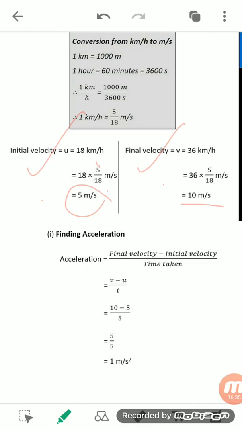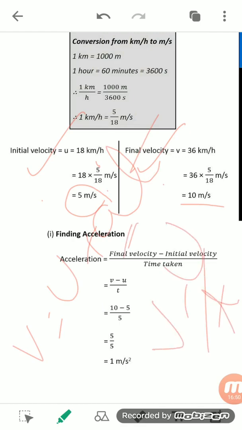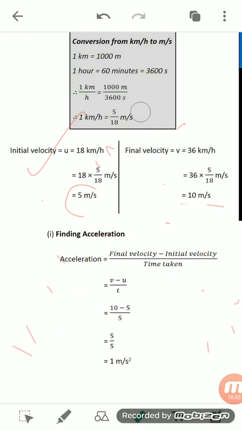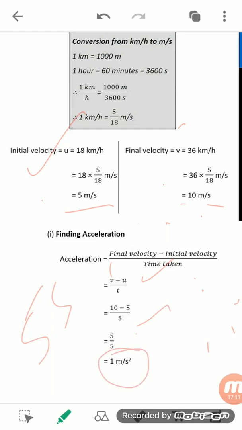So we will use the first equation of motion, that is v is equal to u plus at. We have to find the acceleration, so we can also write it like v minus u upon t. See here, v minus u upon t. v is given, that is equal to 10, u is given, that is equal to 5, upon time taken was 5 seconds, so it will be 5, that will be equal to 1 meter per second square. So by putting the formula of the first equation of motion, we are able to find the acceleration.